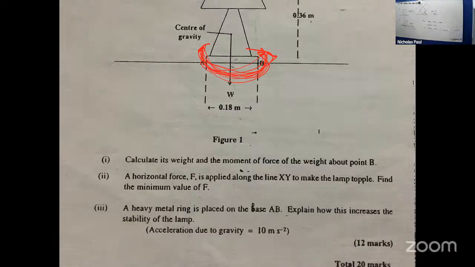Easy maths. So you will say that the ring will widen the base, and it will lower the center of gravity, right? Since the heavy metal ring is placed at the bottom.